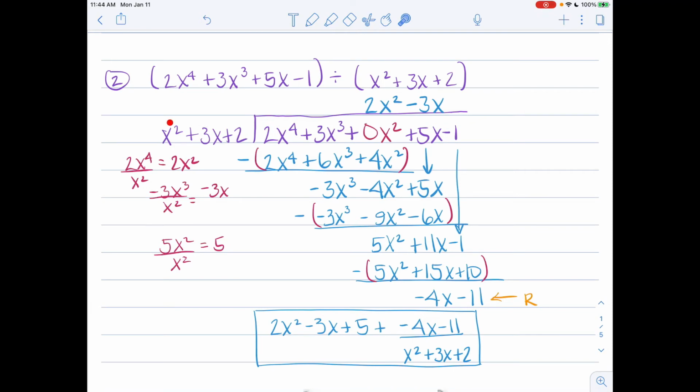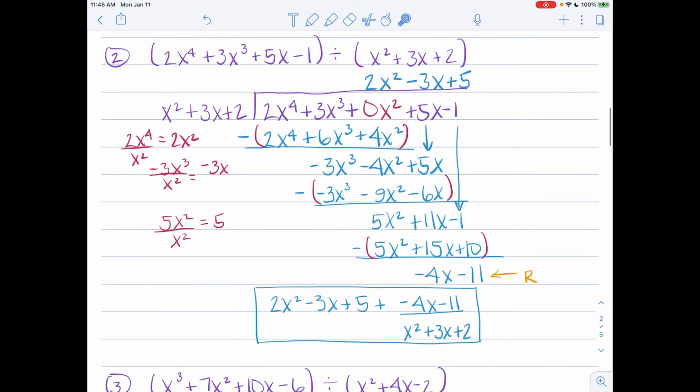How many times will x squared divide into 5x squared? Doing that math, it's 5. So I add a plus 5 up here, and I take this plus 5 and multiply it by every term. Once I do that, I can subtract everything, and I'm going to get a negative 4x minus 11 for my remainder. And I write my final answer as my quotient here, and then plus remainder over divisor.